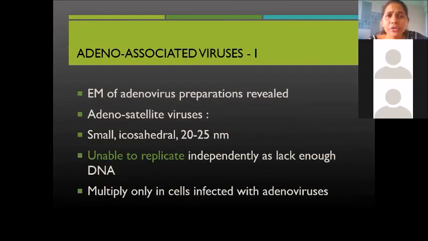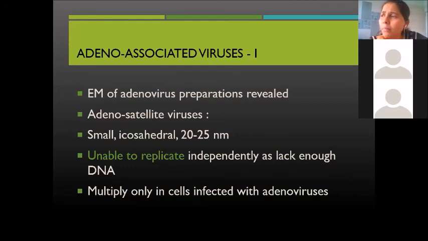When the electron microscopic picture of adenovirus was under study, there was one revelation that there were certain tiny viruses which were called adenosatellite viruses because they were found in preparation along with the adenovirus. They were also small icosahedral, around 20 to 25 nanometer. They were unable to replicate independently as they lacked enough DNA, that's what had been thought. They would multiply only in the cells which are primarily affected by adenovirus, and not on their own in its absence.